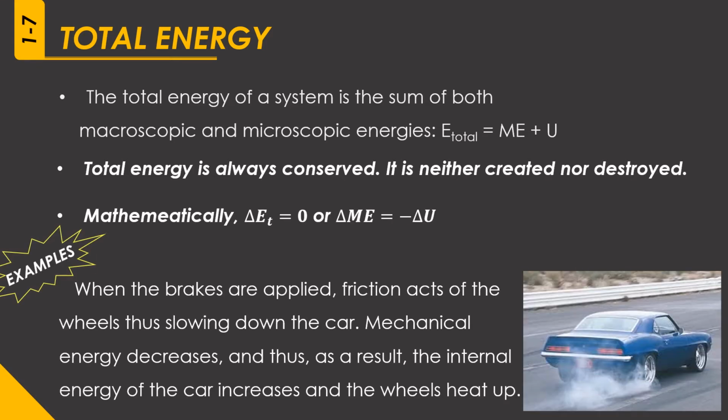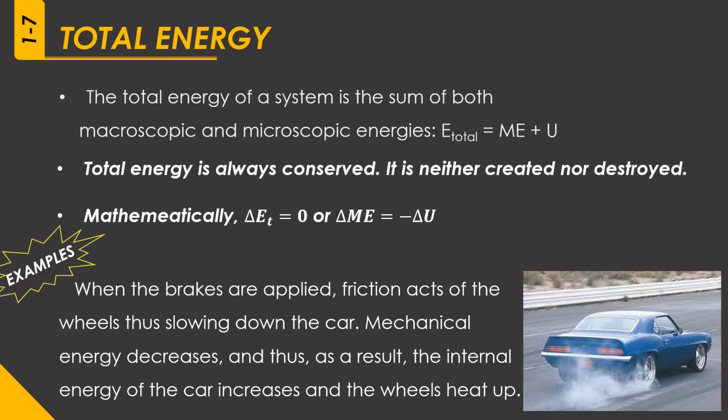When the brakes are applied, friction acts on the wheels, thus slowing down the car. This means that mechanical energy is going to decrease. And as mechanical energy decreases, the internal energy of the car increases. That's why the wheels heat up. Or if you touch the cylinders of the wheels, you will notice that they are extremely warm. That means that the mechanical energy lost was increased as internal energy of the object.